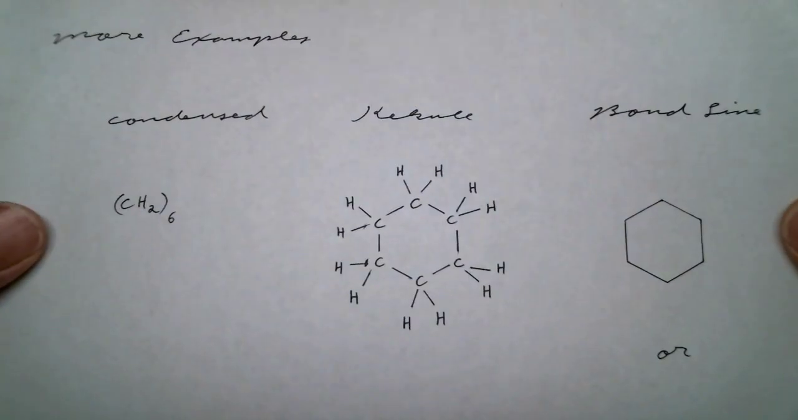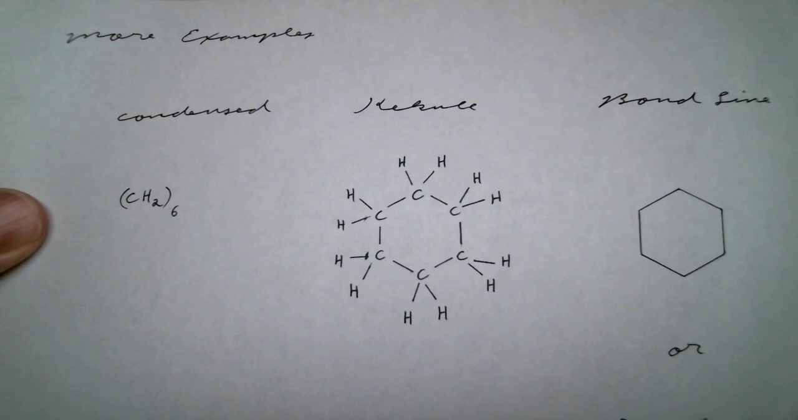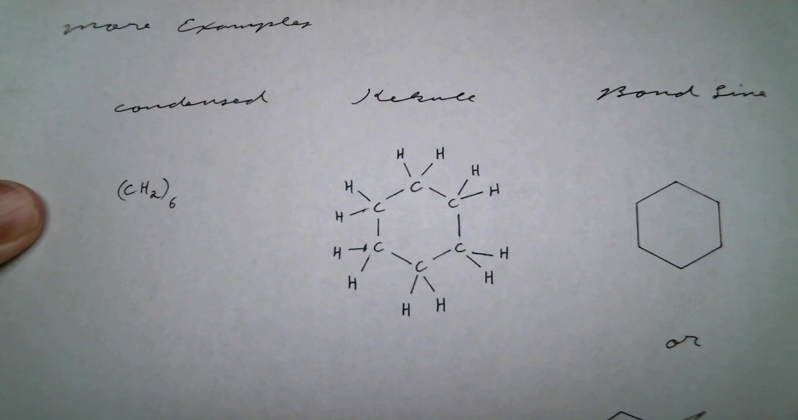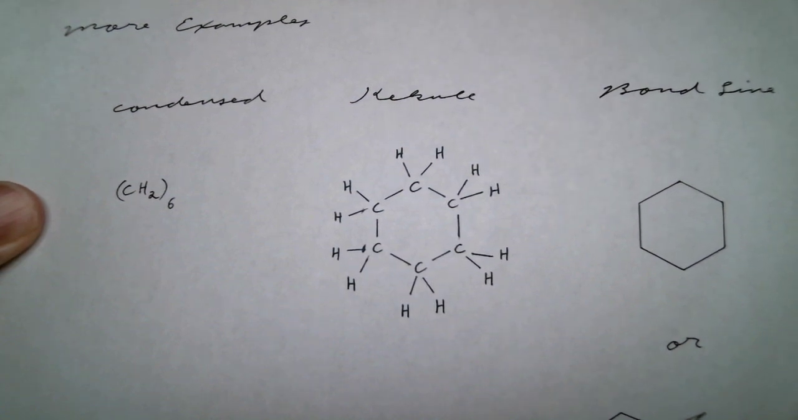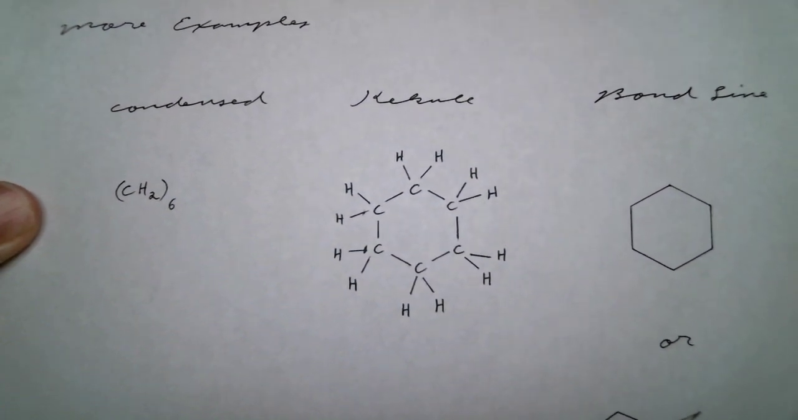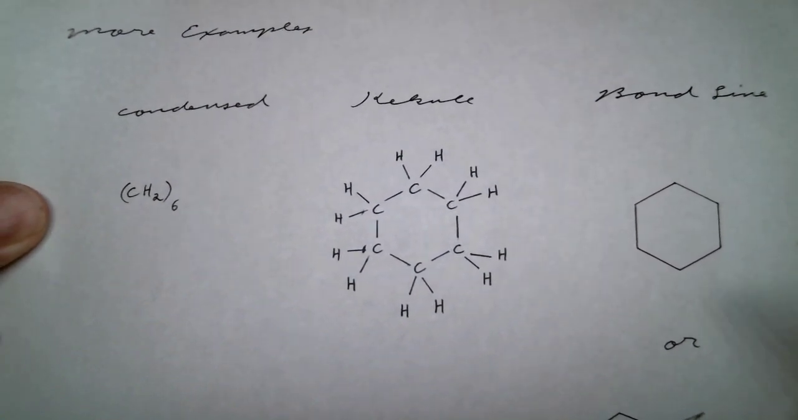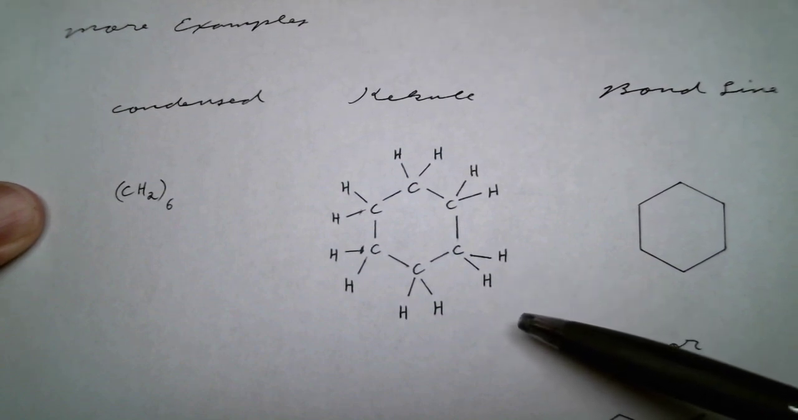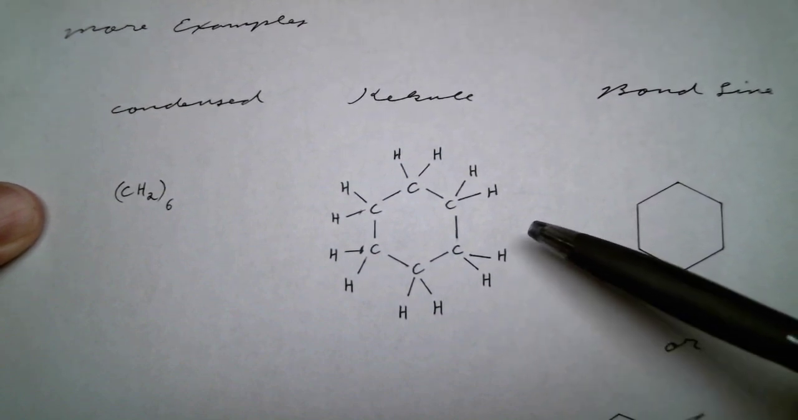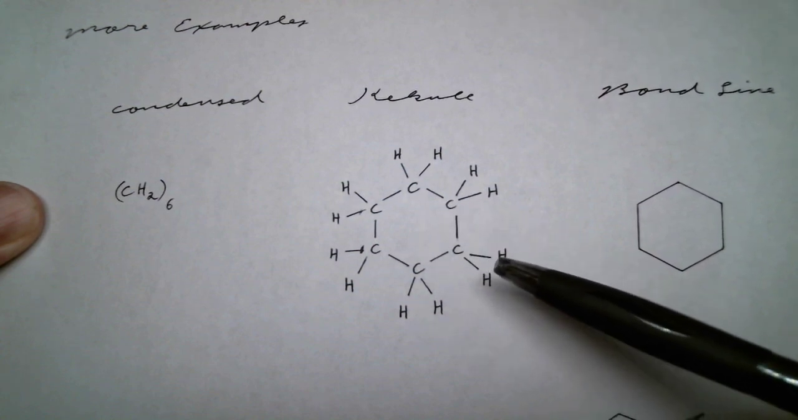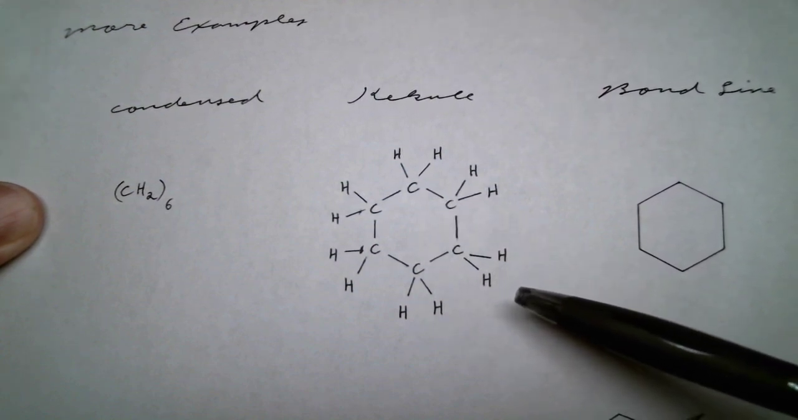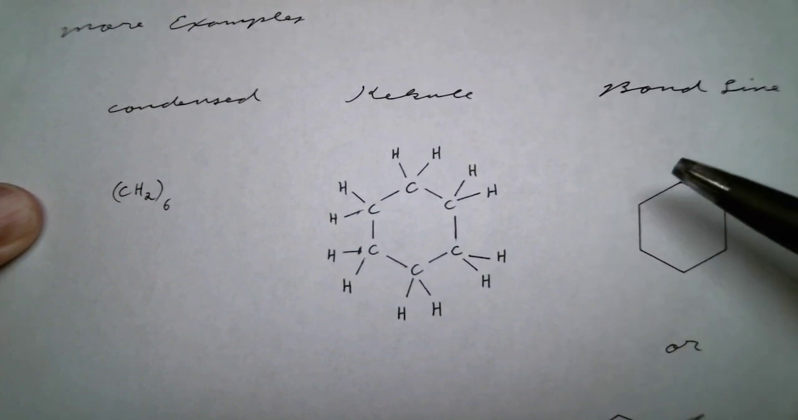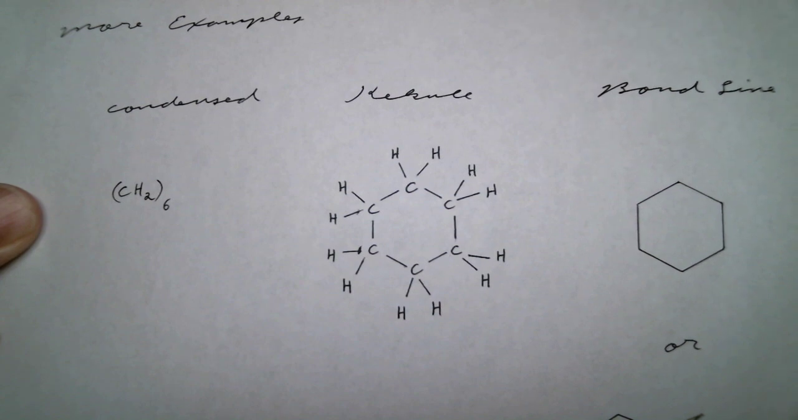Some more examples. Here we have hexane, cyclohexane in fact, where we've got CH2 in parentheses and 6 of them. So they happen to be connected. We could draw out a Kekulé structure which is very tedious, showing all the carbon atoms explicitly bonded in a ring to each other, and then each carbon atom bonded to 2 hydrogens. The bond line diagram's much simpler. It's simply a hexagon.